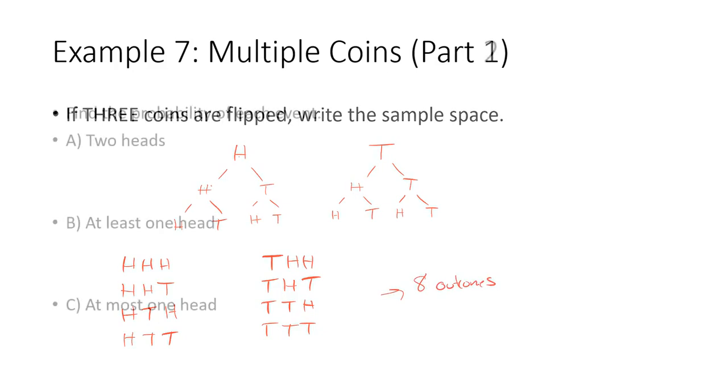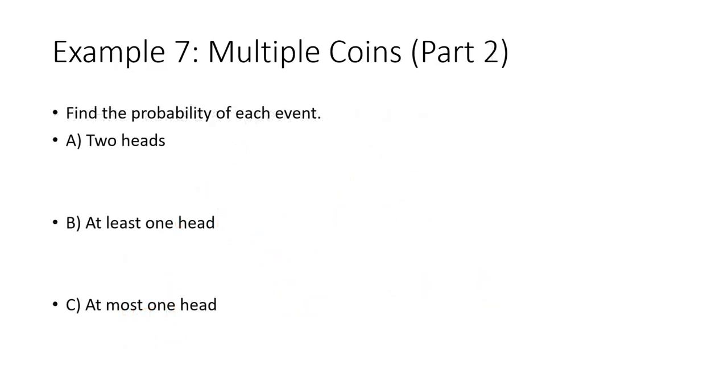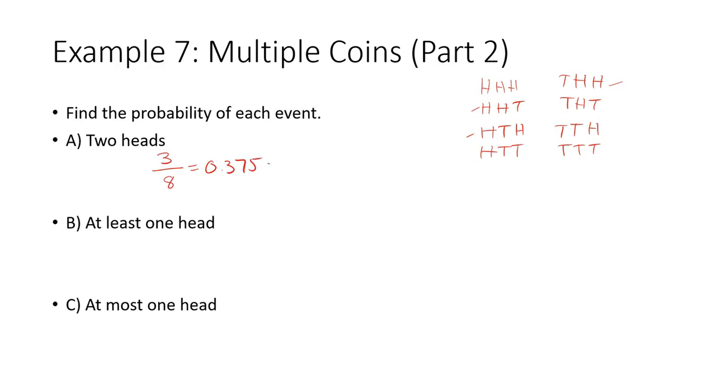So now we want to find the probability of each of these events. So if we flip 3 coins, what's the probability that we would get at least 2 heads? So looking at our sample space, how many of the outcomes have 2 heads? Well, 1, 2, 3. So there are 3 possibilities out of a total of 8 outcomes, which is equal to 0.375 or 37.5%.